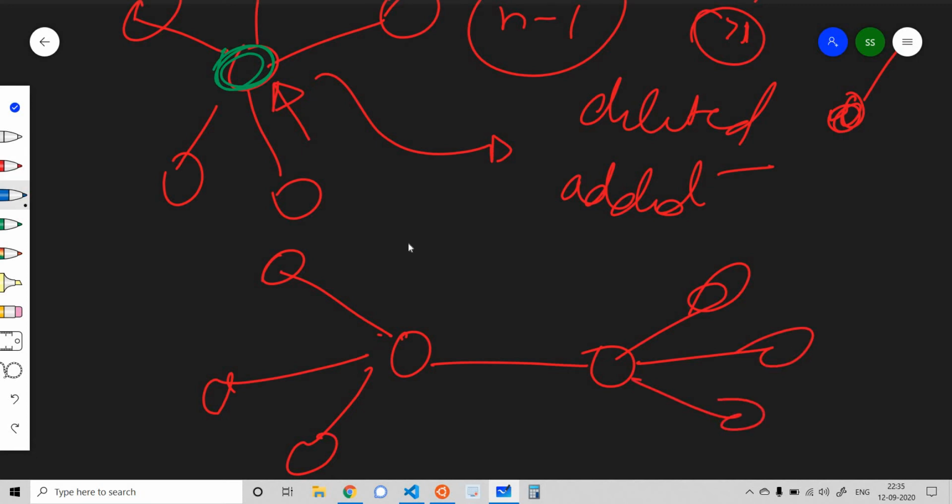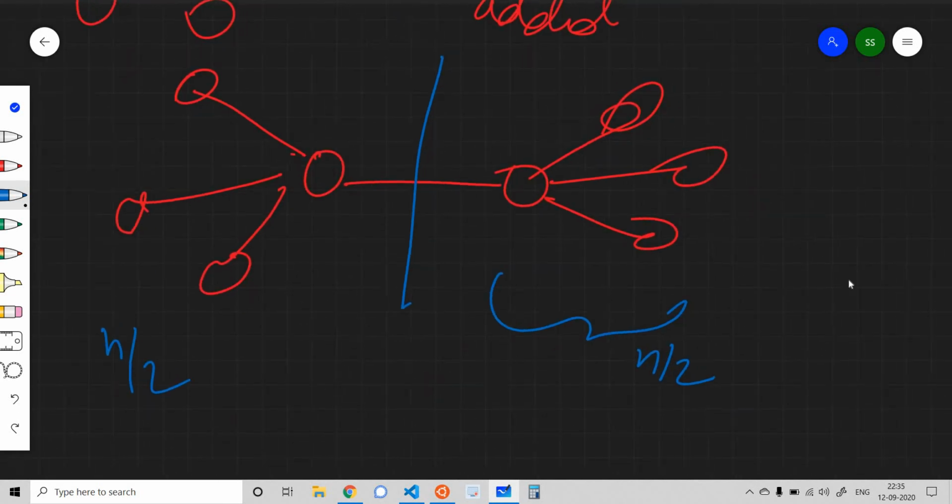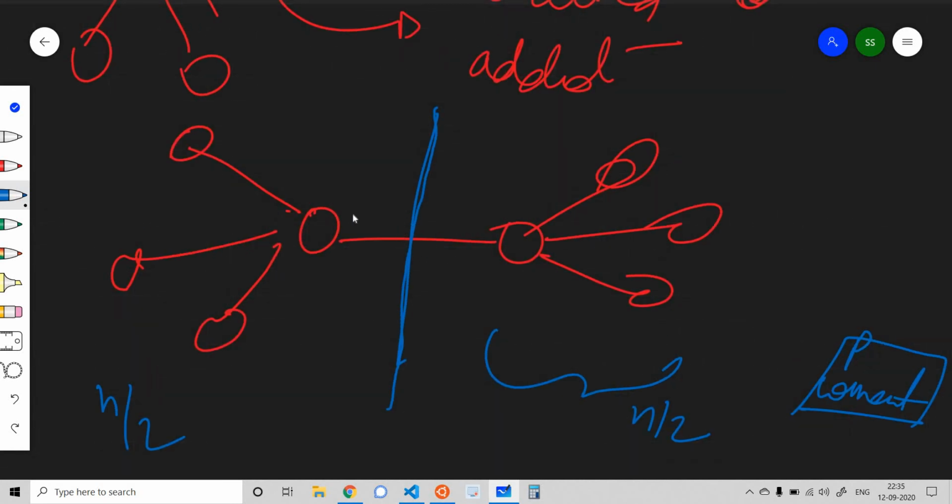In that case this part would have n minus n by 2 nodes, and this part would have n by 2 nodes. Again, this is my intuition. It might turn out to be wrong. Please let me know in the comment section if you find any proof. But I used this intuition and it worked out for me. My code got accepted.